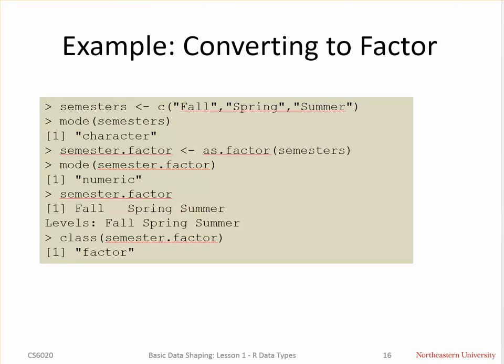So again, to continue this, if I then print out semester.factor, watch what I get. I get fall, spring, summer, and I get what's called levels: fall, spring, summer, because that's actually the internal representation. So this is, I believe, 1, 2, and 3. It may be 0, 1, and 2. I don't remember. And then, of course, you can say class of semester.factor, and that returns that it's the factor class.